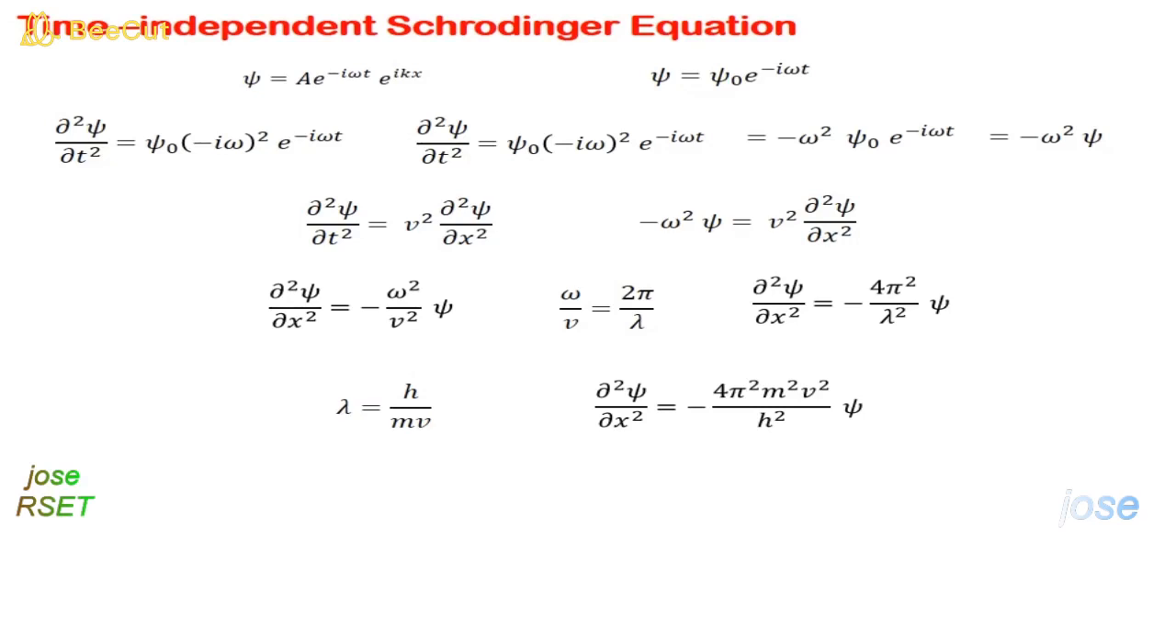Now bringing the term on the right side to the left side, we get ∂²ψ/∂x² + (4π²m²v²/h²)ψ = 0. Or we can write ∂²ψ/∂x² + (p²/ħ²)ψ = 0, where p = mv, or p² = m²v², and we know ħ is h by 2π. So 4π²/h² will be equal to 1/ħ². So the final equation is ∂²ψ/∂x² + (p²/ħ²)ψ = 0.